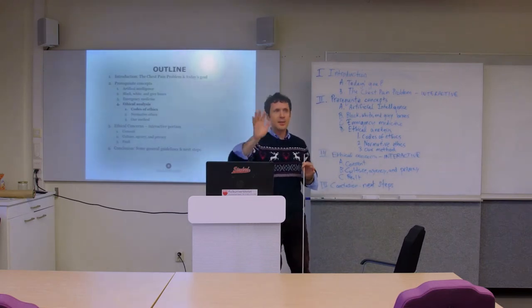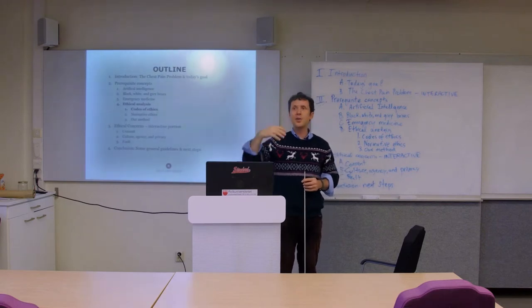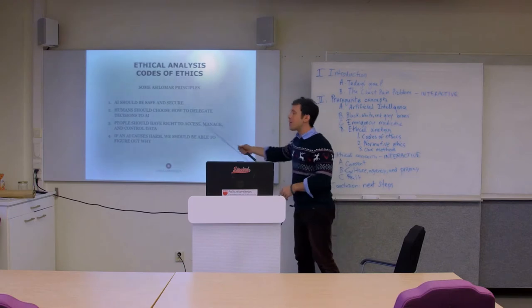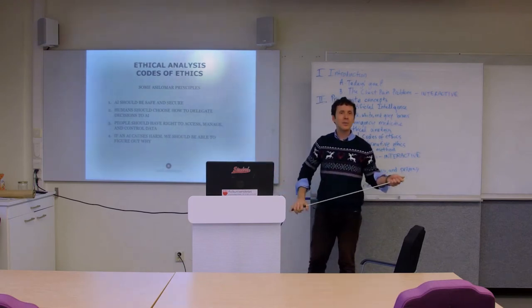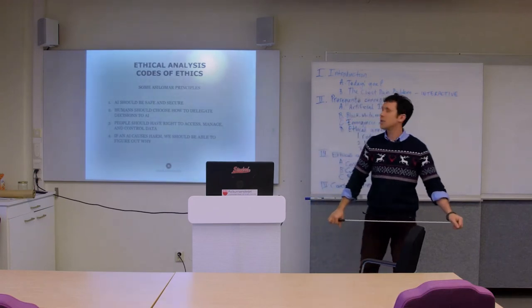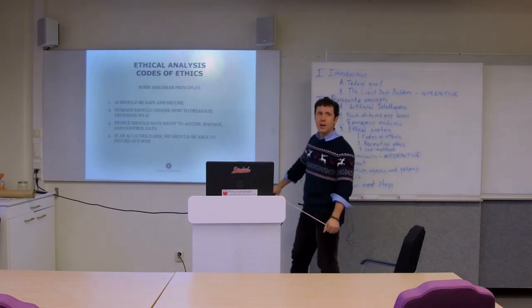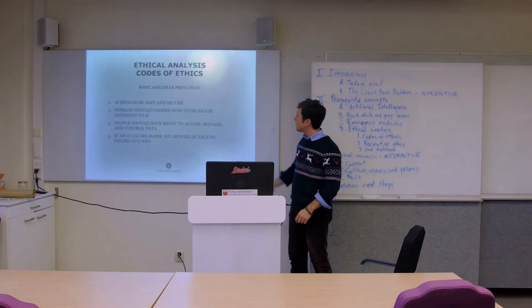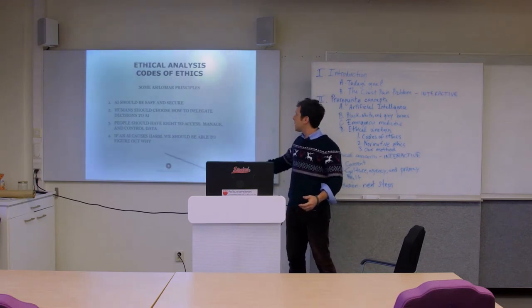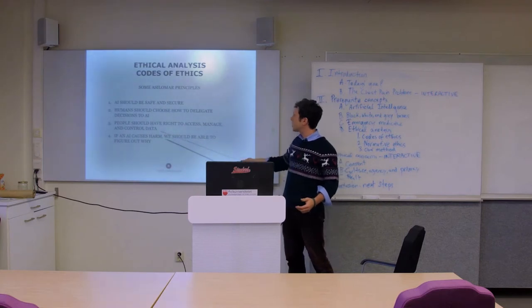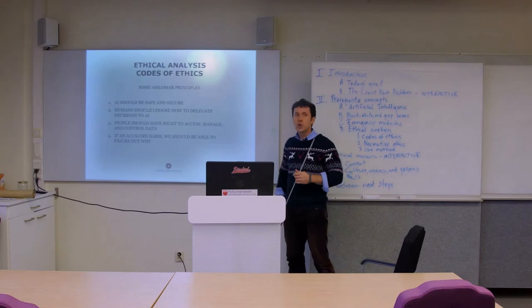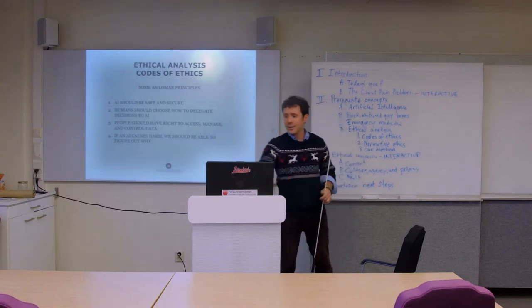First, I'm going to present to you three codes of ethics and a few principles that matter for our purposes. The Asilomar principles were agreed on by a group of computer AI experts in California in 2017 in a place called the Asilomar Institute. They said, among other things, that AI should be safe and secure, that humans should choose how to delegate decisions to AI, that people should have the right to access, manage, and control their data that's used by the AI, and if an AI causes harm, we should be able to figure out why.